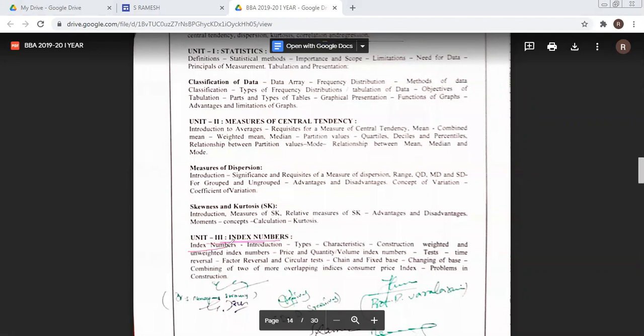What are index numbers? What are the characteristics of index numbers? Explain the process of construction of weighted and unweighted index numbers. How do you construct them?